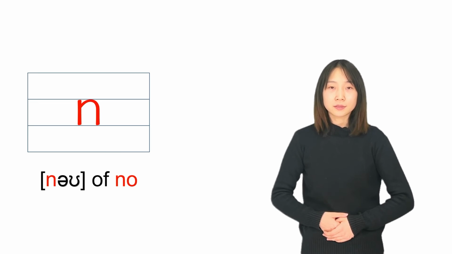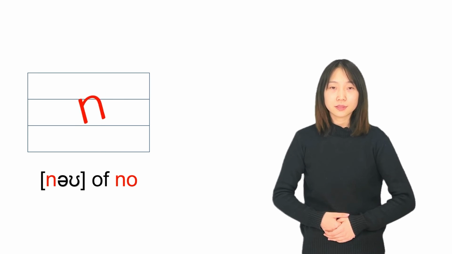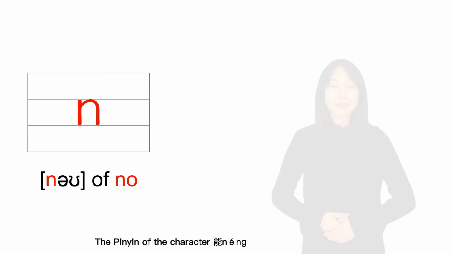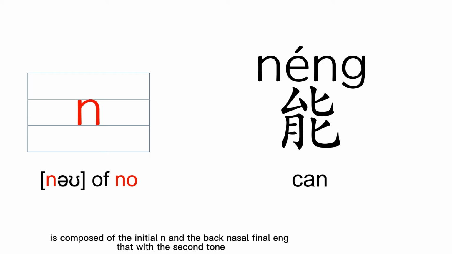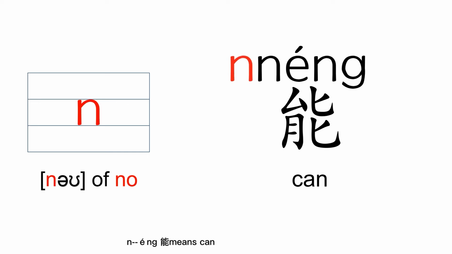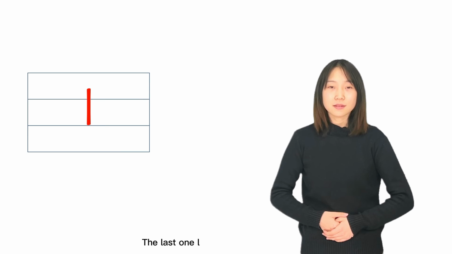Read after me. Ne, ne, ne. The pinyin of the character neng is composed of the initial ne and the back nasal final ng, with the second tone. Ne, eng, neng. Neng means can. The last one, le.